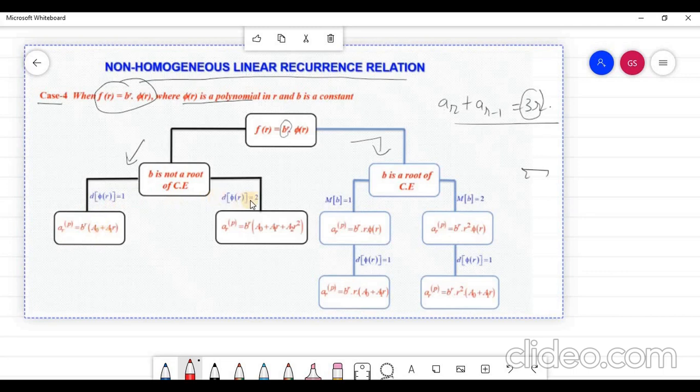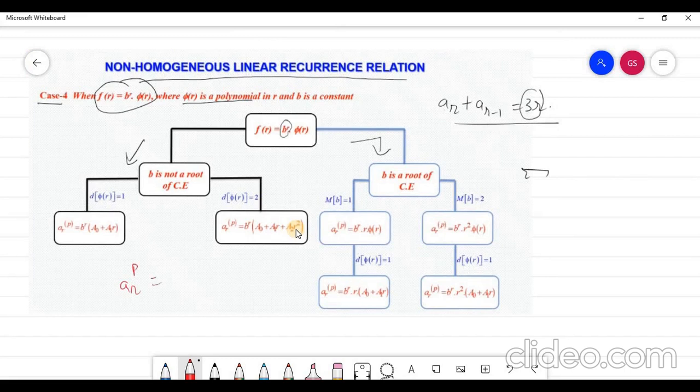When the degree of phi of r is 2, then the particular solution will consist of this. If we have degree 3, then it goes like this. a(r) p is equal to b(r), then a0 plus a1 r plus a2 r square plus a3 r cube. If we have degree, let's say k, then a0 plus a1 r plus a2 r square plus a3 r cube up to ak r to the power k. So in our example, the particular solution will consist of this.